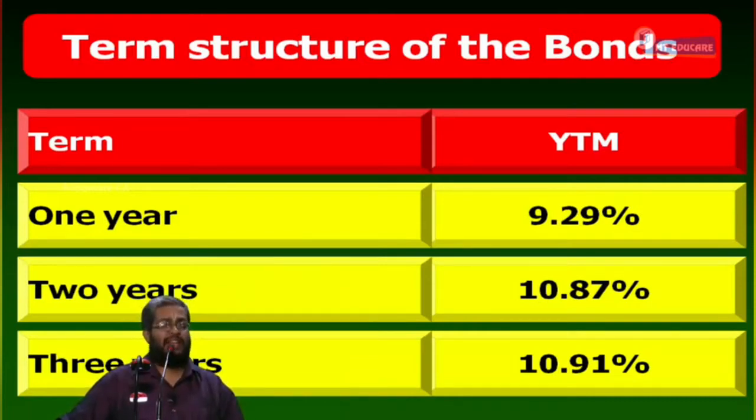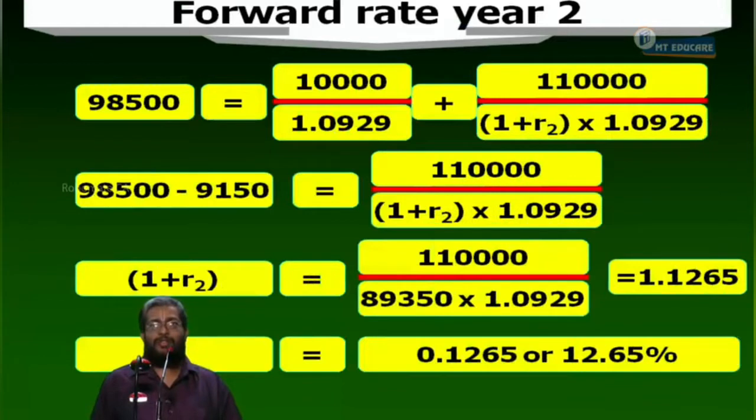Then what is the yield of the second year? Write down the answer. It is calculated as, that I don't need to tell you once again, 12.65%.